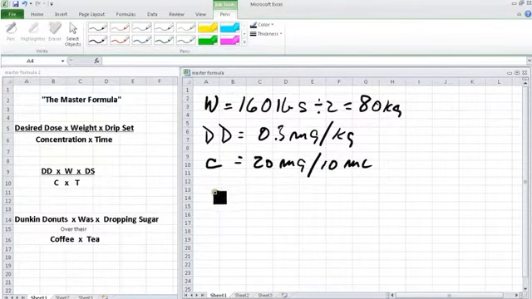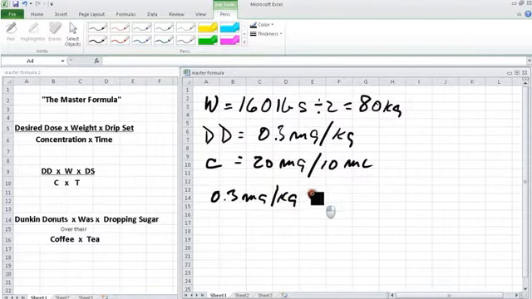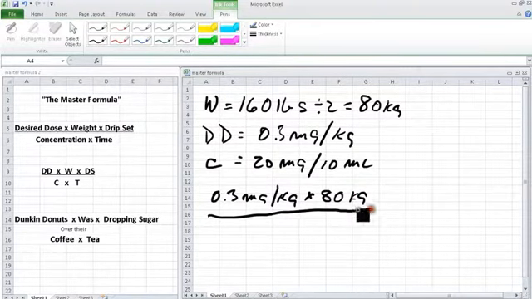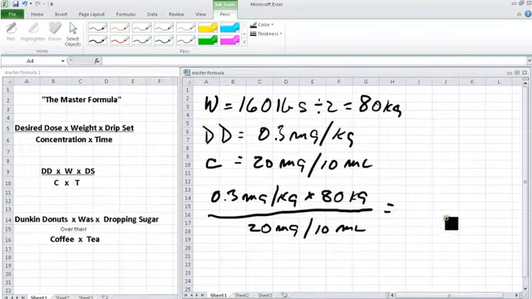The desired dose is 0.3 milligrams per kilogram times the patient's weight, 80 kilograms, all divided by the concentration, 20 milligrams per 10 mLs. And working that out, the 0.3 times 80 works out to 24 milligrams.